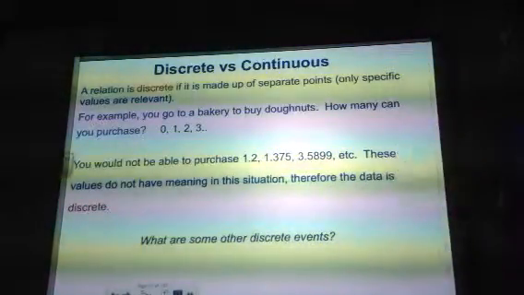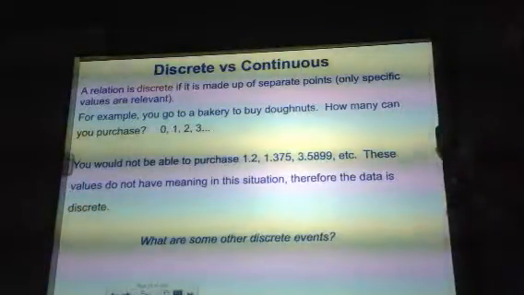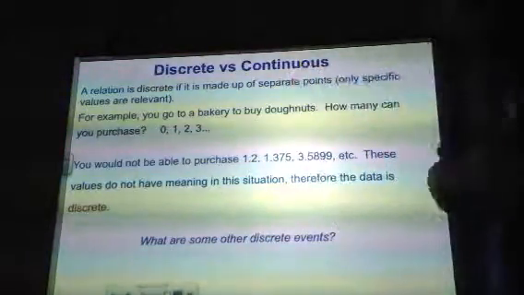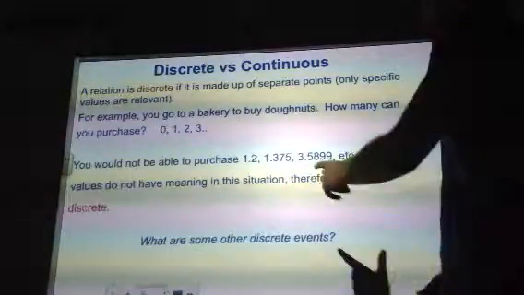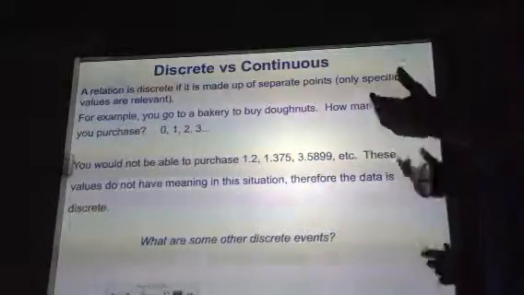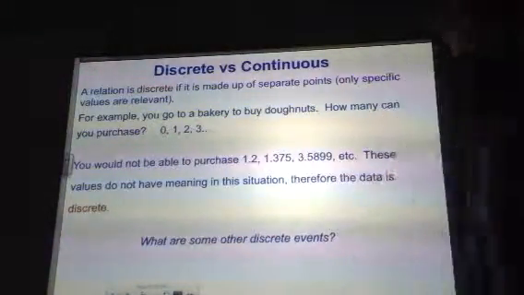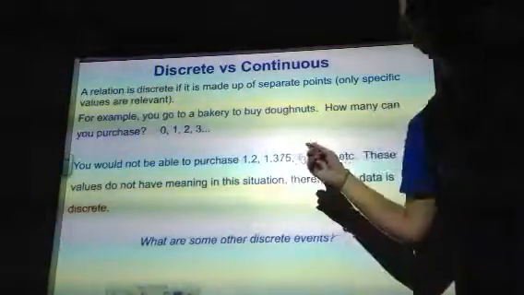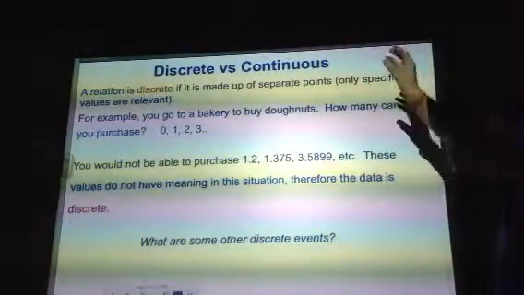So now, discrete versus continuous. A relation is discrete if it is made up of separate points, so only specific values are relevant. For example, if you go to the bakery to buy donuts, they're not going to sell you half donuts. You could buy 0, 1, 2, 3, 4, 5, and so on. I couldn't buy 1.2 donuts, and I couldn't buy 1.375 donuts. Because these values don't have meaning in this situation, it is a discrete situation. Only certain values have meaning.